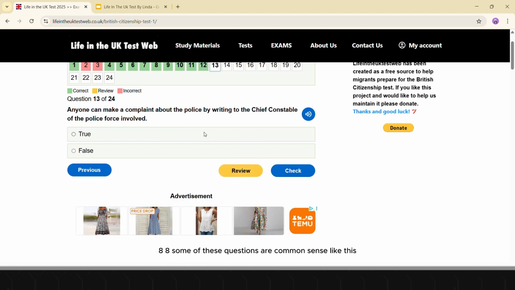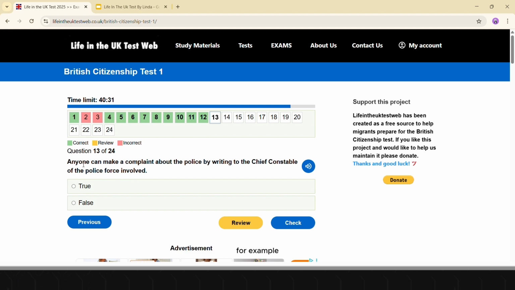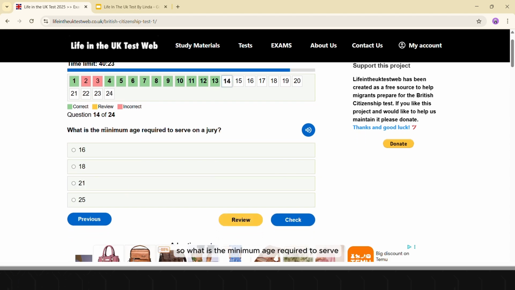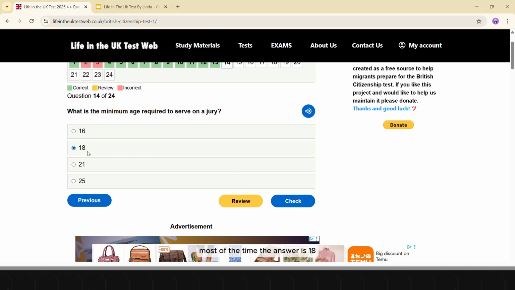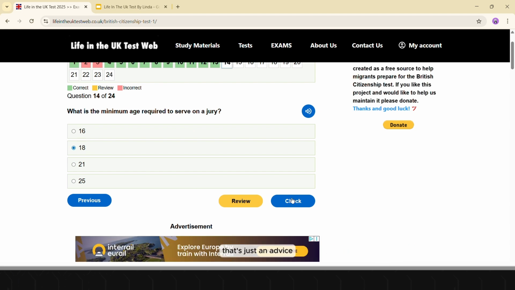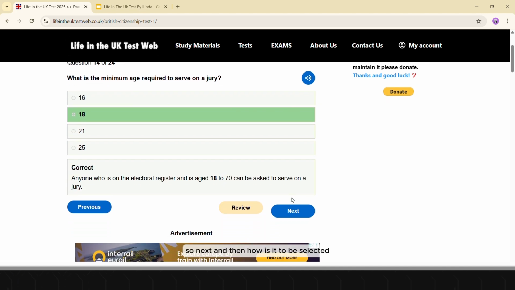1, 5, 8, 8. Some of these questions are common sense, like this. For example, anyone can make a complaint. Sure. So what is the minimum age required to serve? For a question like this, most of the time when they ask you for the age, the answer is 18. There are some where the answer is 21 or 16 or 17, but the majority is just 18. So if you have no idea at all, just go for 18. That's just advice. So next.